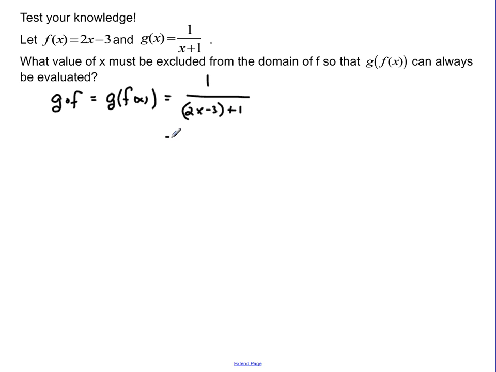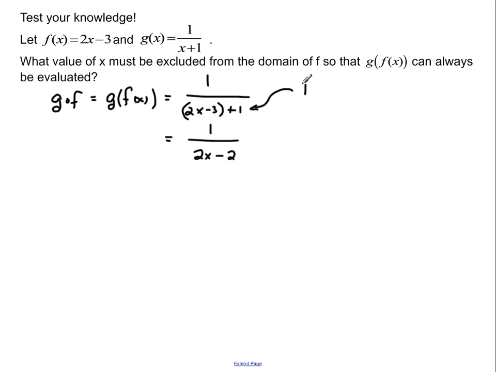Now if you simplify that expression, we're going to get 1 divided by 2x minus 3 plus 1, which is the same thing as saying 2x minus 2. So now we're asking, what value of x must be excluded from the domain of f so that g of f of x can always be evaluated? In essence, what we're trying to find out is what value of x will make this quantity equal to 0.